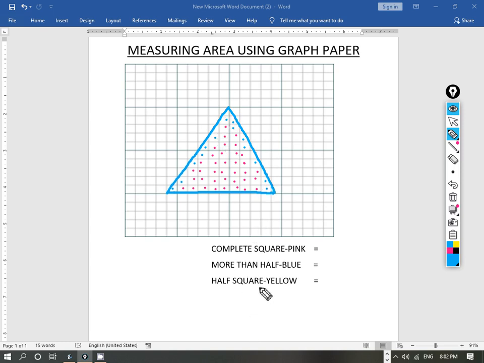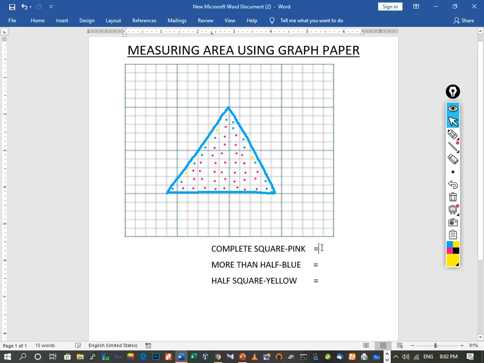And now we will mark those squares which are half covered. I'm going to mark them with yellow just to make a differentiation between them. So this is half covered. Then here we have one more which is half covered. Here also we can take this one as half covered. So there are three which are covered only half. Now we will count and write down how many squares are there.